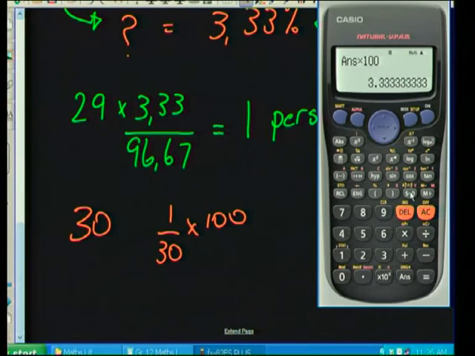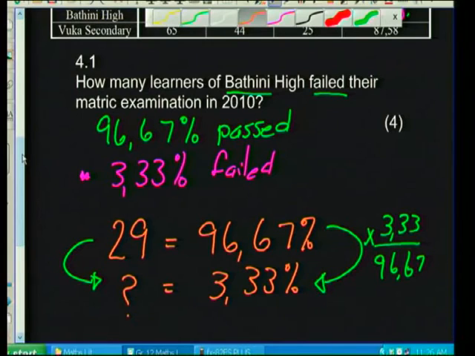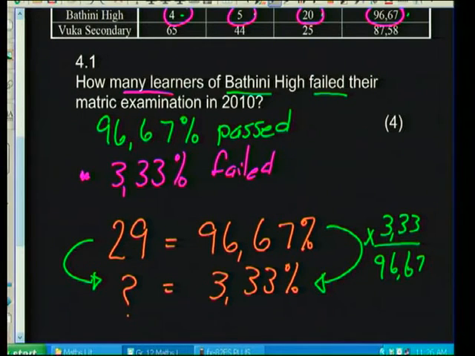Right, have I answered the question? Let's go back and check. My question said, how many learners? I've got how many learners. I've actually answered it. It was only 1 learner. Failed the matric exam in 2010. Perfect. Let's move on to the next question.